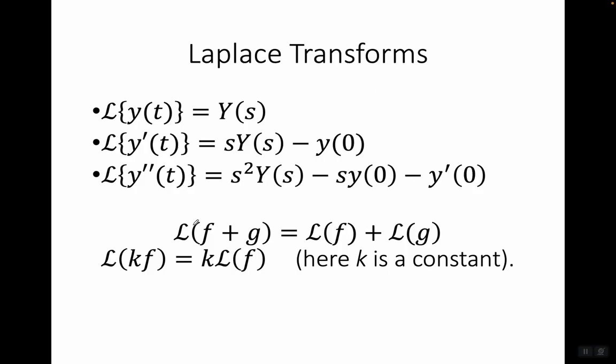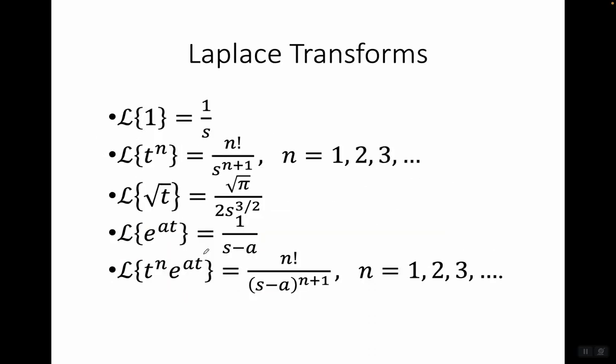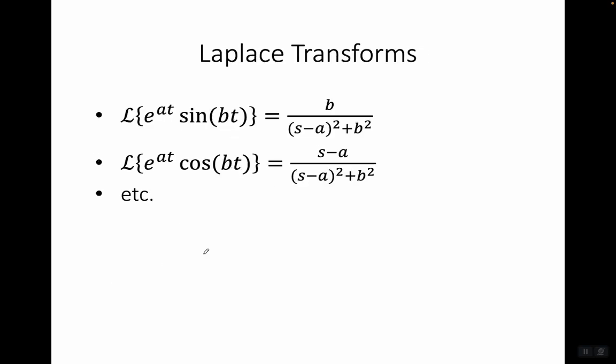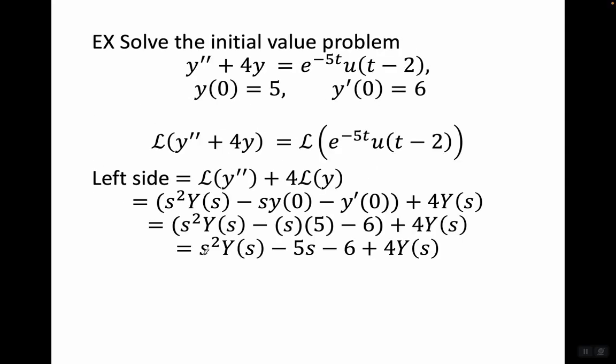Mercifully, the Laplace transform of the sum is just the sum of the Laplace transforms. And the Laplace transform of a constant times f is that constant times the Laplace transform of f. So you can pull constants to the outside. We have formulas for the Laplace transforms of 1, t to the n, square root t, e to the at, t to the n e to the at, sine kt, cosine kt, sinh kt, cosh kt, e to the at sine bt, e to the at cosine bt, etc. If you don't see what you need here, you can just go online. There are plenty of Laplace transform tables online. They've got what you need.